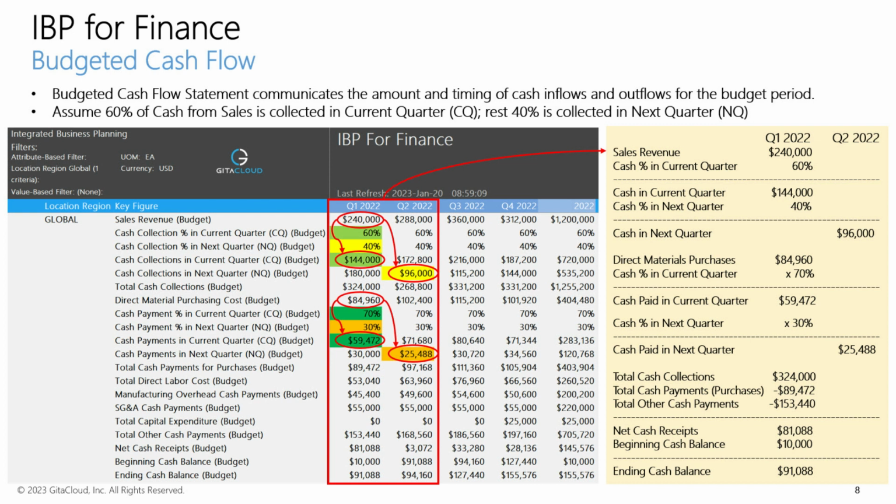We have a similar assumption for cash payments to suppliers. Assume that we only pay 70% of RM purchases in the same quarter, while 30% is paid in the next quarter. See calculation explanation on the right. We can now subtract total cash payments from total cash collected in each quarter to calculate net cash receipts. We now add net cash receipts to the beginning cash balance to calculate the ending cash balance.